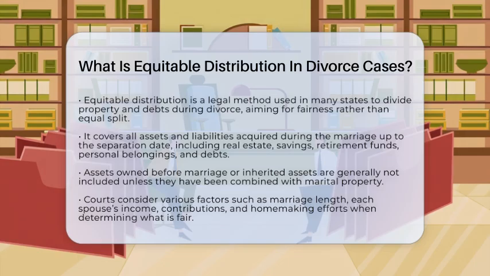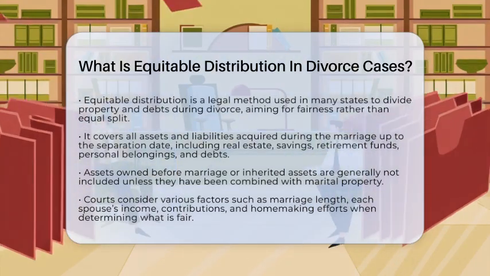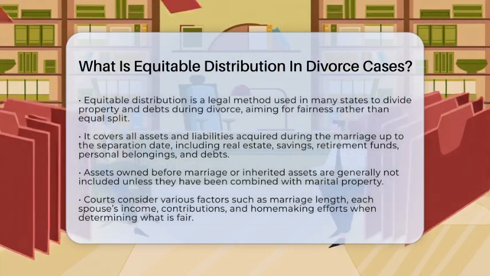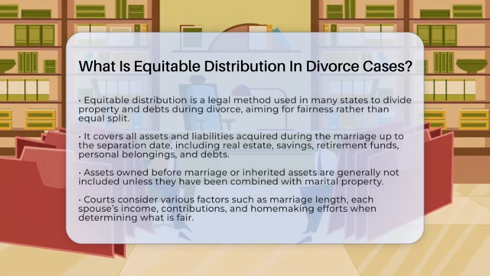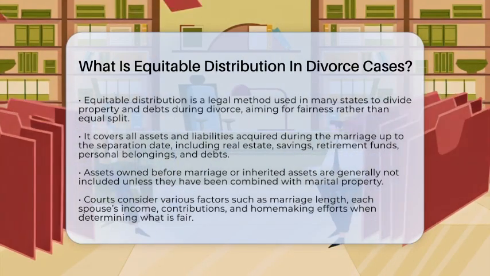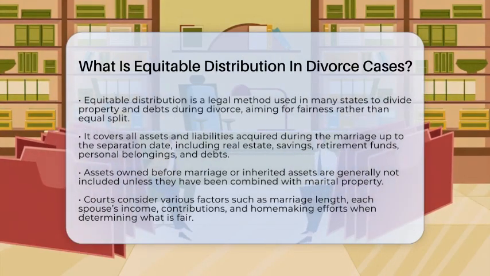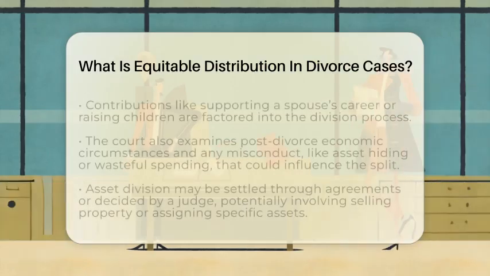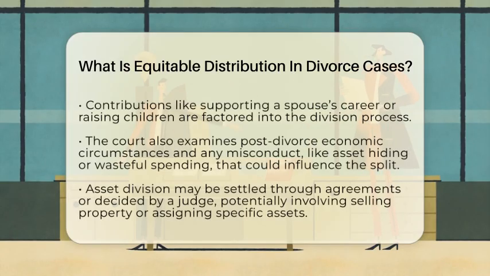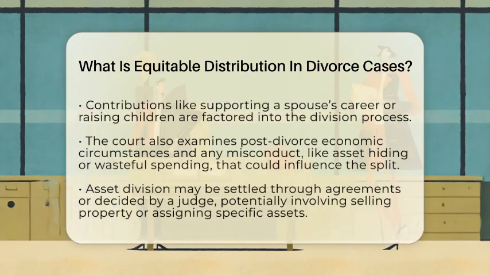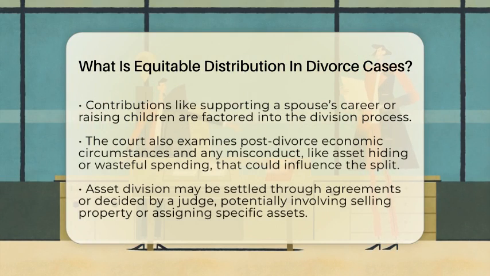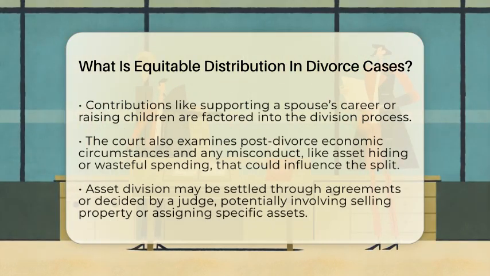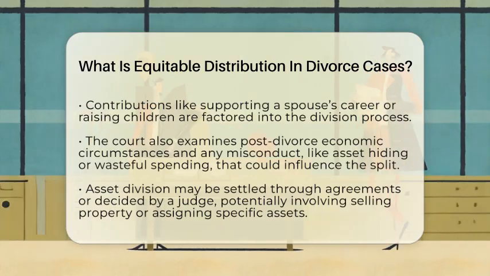This process includes all property, money, and debts acquired during the marriage up until the day of separation. It covers real estate, savings accounts, retirement funds, personal belongings, and even debts like credit cards or loans. But assets owned before marriage or inherited assets are usually not included unless they have been mixed with marital property. For example, if you inherited money and used it to buy a house during the marriage, that might be considered marital property. The key thing to remember is that equitable distribution is not always equal.